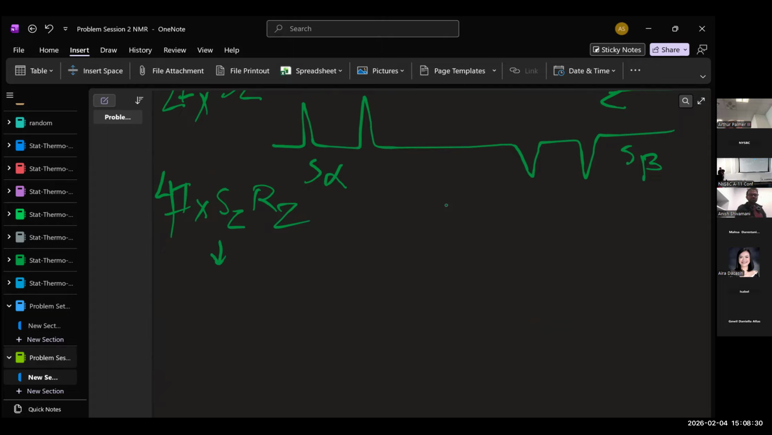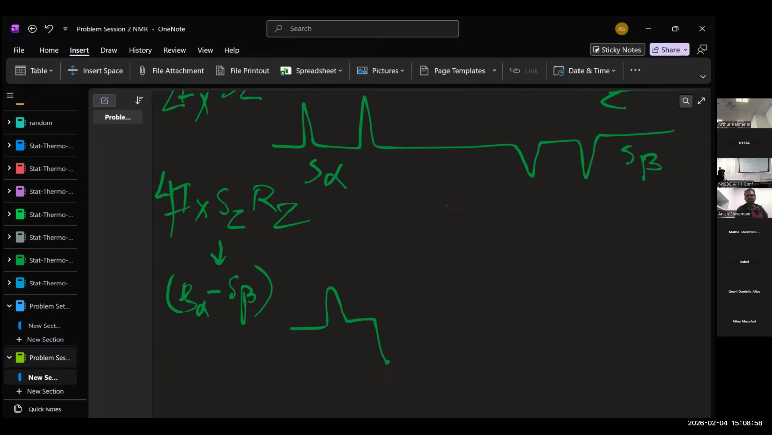IXSZ, SZ, remember, is S alpha minus S beta. So in this way, if you see SZ, it's S alpha minus S beta, that's antiphase. If you don't see S anything, it's identity, it's S alpha plus S beta, in phase. And what do you do for IR coupling? Antiphase. So what does that look like?